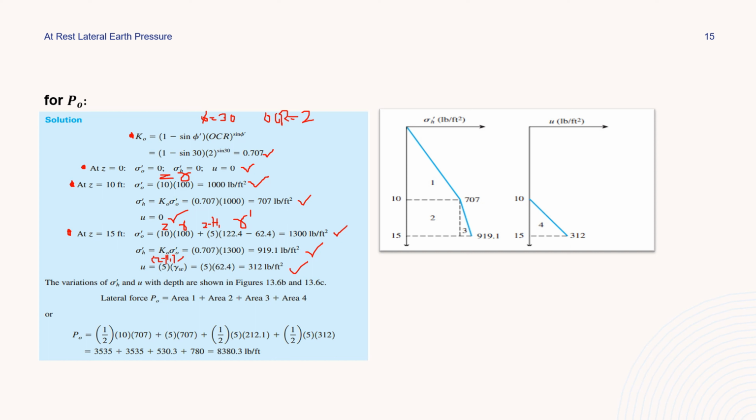So this is the diagram. And as I said earlier, to get the total force per unit length, you just get the total areas of these diagrams. So we have area 1, area 2, area 3, and area 4.